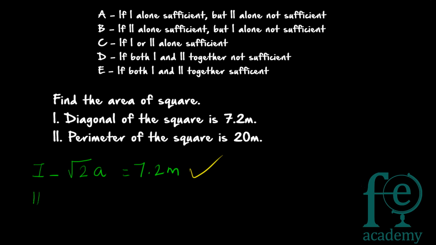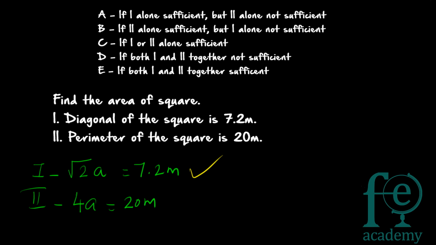Now what is our second statement? Second statement is perimeter of the square is 20 meter. That means, what is perimeter of a square? Perimeter of the square is equal to 4a. You are just adding the sides of the square. A square is having 4 sides. So a plus a plus a plus a is equal to perimeter, which is equal to 4a. So 4a is equal to 20 meter.